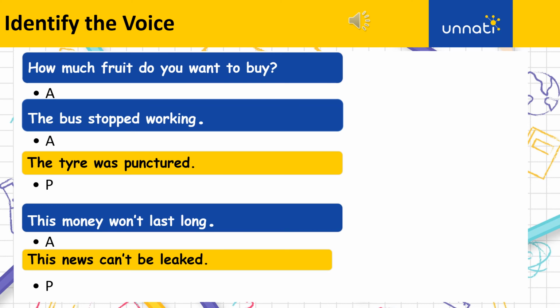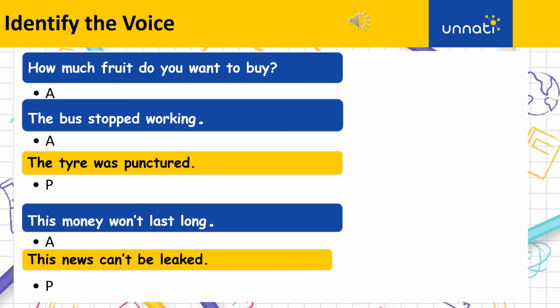This news can't be leaked. Passive voice. So news is the object. It can't be leaked by somebody. Again, the subject is missing. Who was selected? Passive voice. Who was selected? By somebody. Somebody did the selection process, but we don't know. It's saying who was selected.